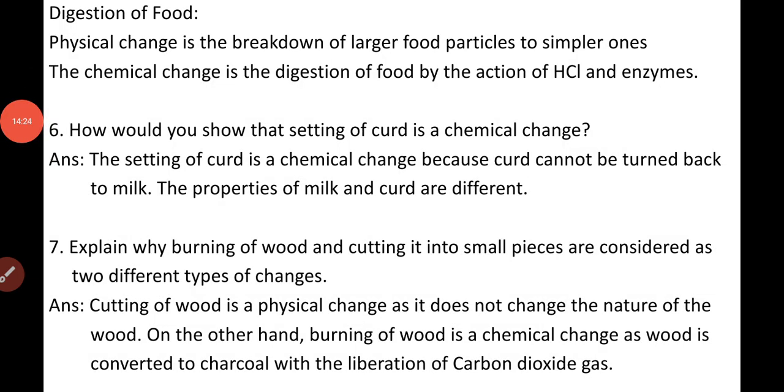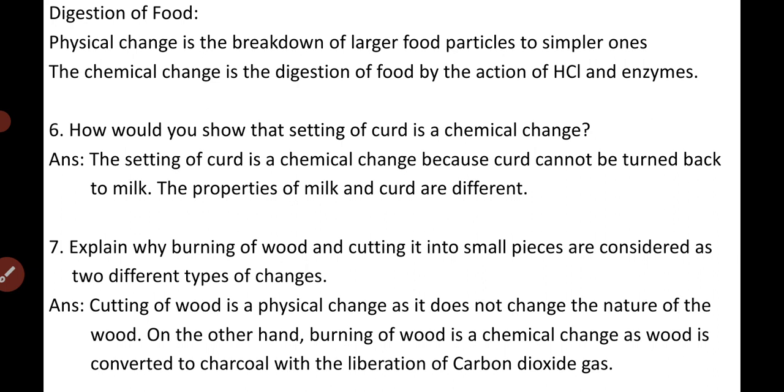How would you show that setting of curd is a chemical change? See, setting of curd. First of all, if you compare curd and milk, curd is formed from milk, right? So when curd is set from milk, then the properties of curd and milk are very different, right? Curd is sour in taste, but is milk sour in taste? No, right?